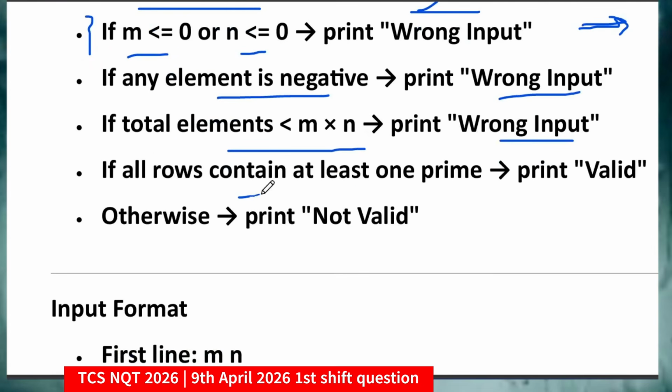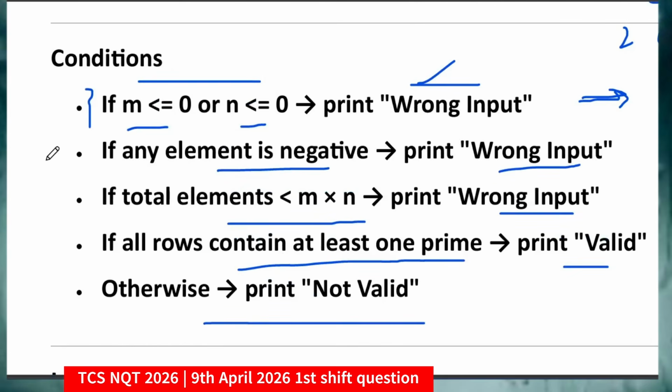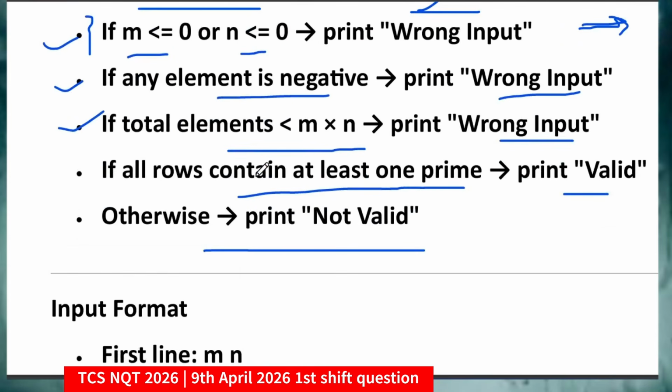And if all rows contain at least one prime, print valid. Otherwise print not valid. So this was quite simple, means you just have to handle the edge cases. Simply check the conditions at the start, whether m is less than 0 or n is less than 0, and accordingly just print wrong input. Otherwise just print valid if each row contains a prime number, otherwise not valid.